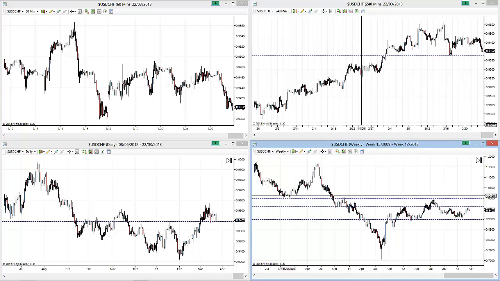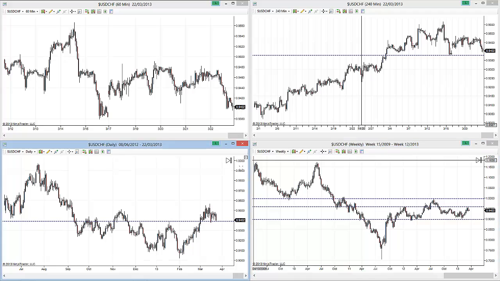You can see the market's bounced off of this level here, treats it as support, comes back to it, treats it as resistance, comes back to it, treats it as resistance. So where are we now? We're at a previous level of support, which the market treated as resistance, broke through it, came down, came back to it again, and it's treating it as resistance again.